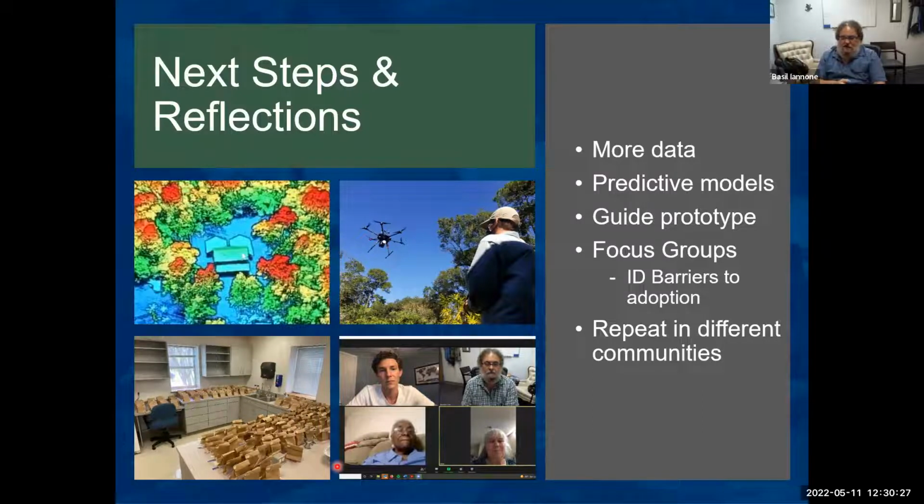And we want to repeat this in different communities. We realize that Gainesville is hardly reflective of all of Florida, and it's hardly reflective of the globe, right? But we have the methods in place and we can go elsewhere.